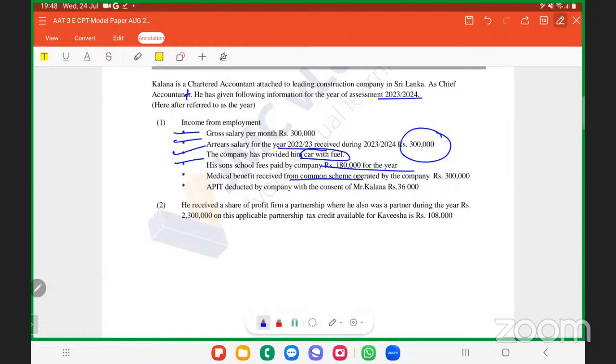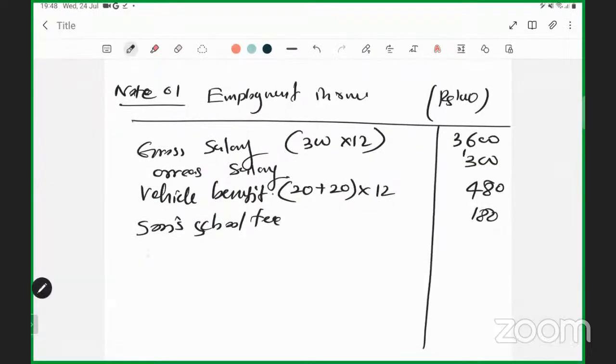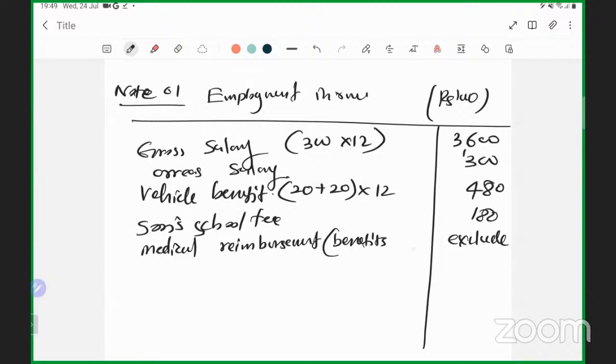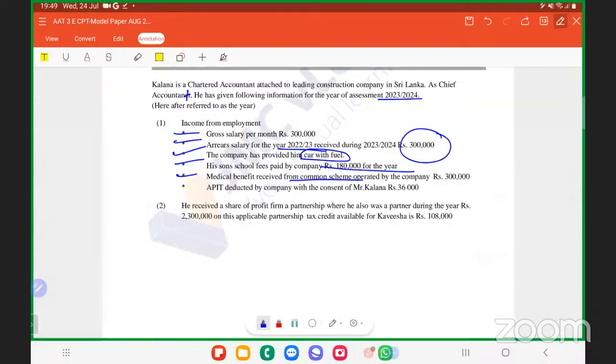Therefore, the medical benefit or the medical reimbursement, you should write down as an exclude. Exclude. Why? Because that is available for all full-time workers. Therefore, we have to write down, benefits available for all full-time workers. That is the reason.